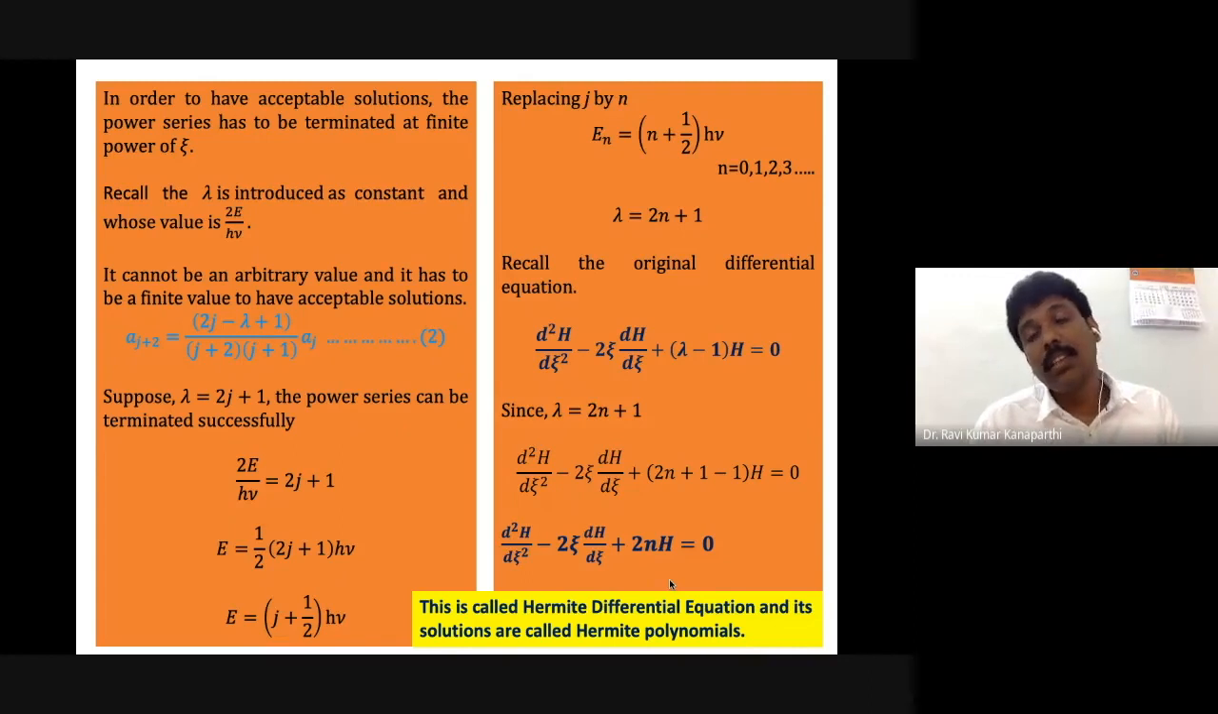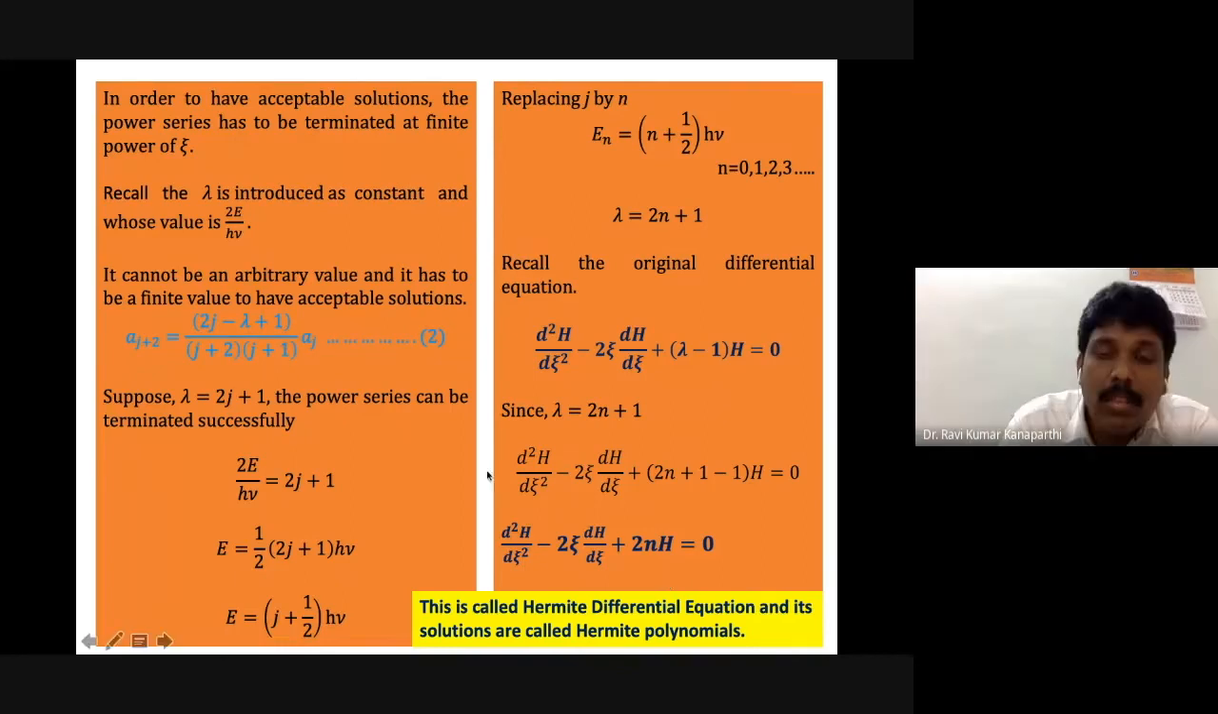This differential equation is very famous in mathematics. It is called the Hermite differential equation. This is the general form of the Hermite differential equation, and its solutions are called Hermite polynomials. The psi of z is a product of h of z multiplied by e to the power minus z square by 2. Only h of z is not known.